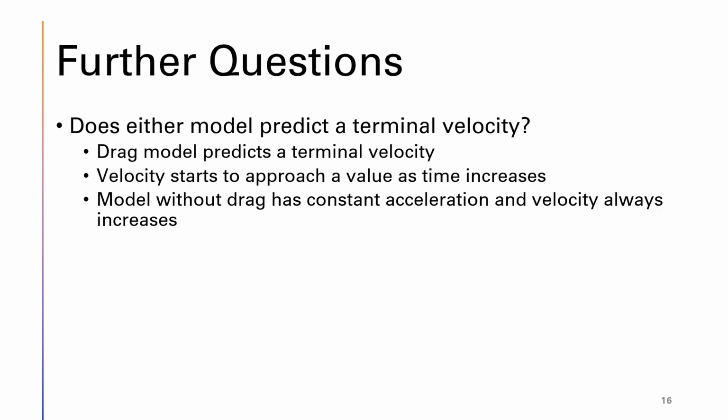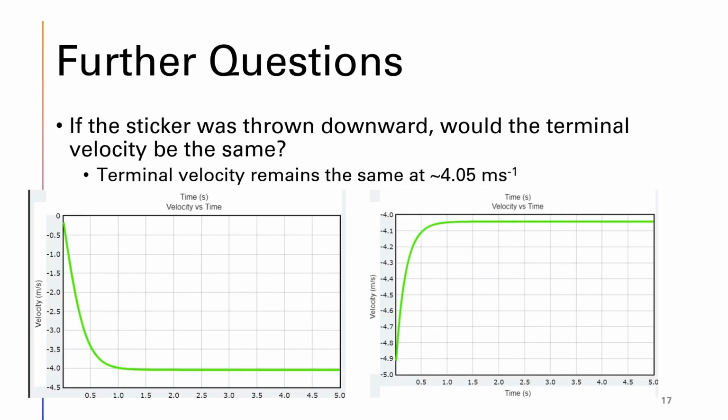So for the question of does either model predict the terminal velocity, the drag model does, because the velocity starts to approach a certain value as time increases, whereas the one without drag had a constant acceleration and velocity always increased. Additionally, if the sticker was thrown downward, would the terminal velocity be the same? It would be, as you can see in the two graphs, which is around 4.05 meters per second.